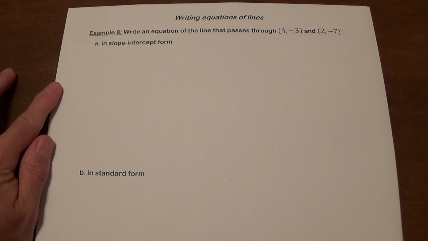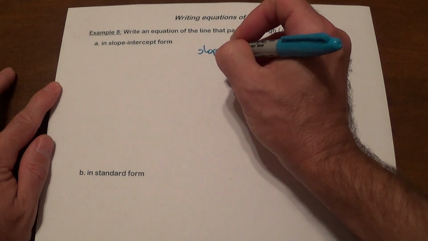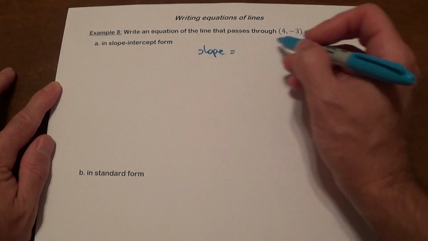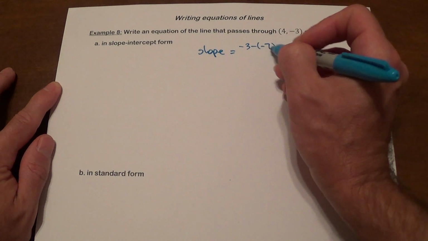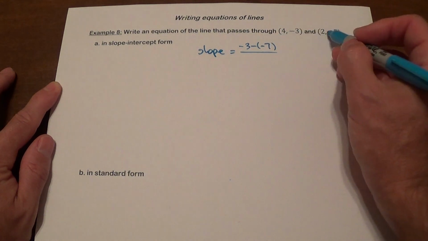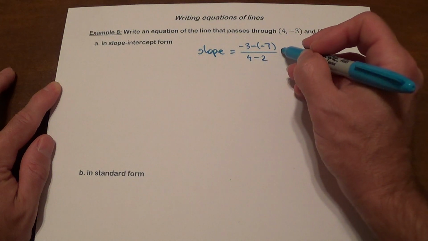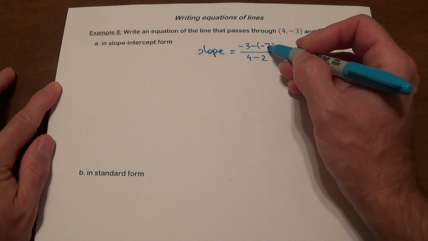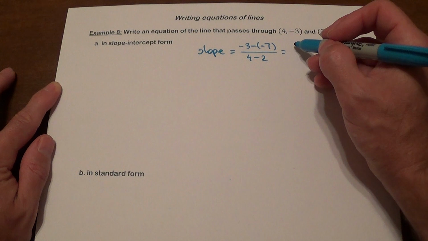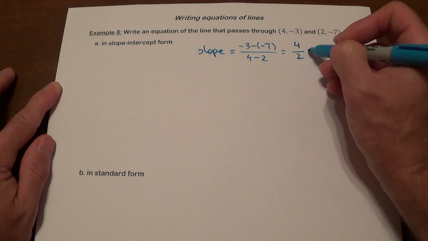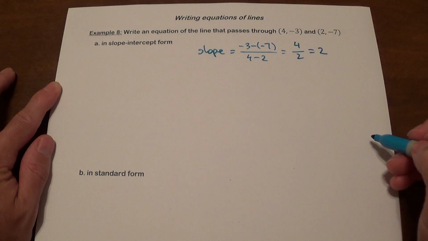Alright, the most advanced of these problems is when the 2 points are given and you need to figure out the slope first. So when you're given 2 points, first thing that every line is going to need is the slope. So we're going to need to find the slope first. So the slope is going to be the change in y, negative 3 minus negative 7, divided by the change in x, 4 minus 2. So it's going to be negative 3 minus negative 7 is giving us 4 divided by 2, and the slope is 2. So what do you do now?